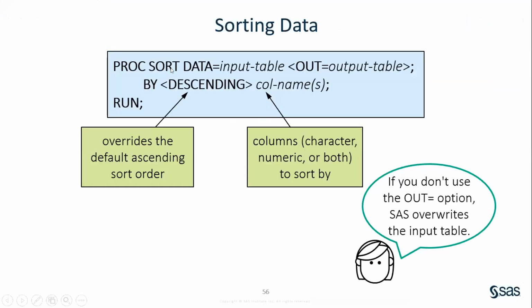So same thing, see. What does this tell? Descending overrides the default ascending sort order. Column name could be character or numeric or both to be sorted. So you can write a single column or multiple columns. Make a note that if you do not use the out equal to option, SAS overrides your input table. So it is not recommended. Do not disturb your original data.